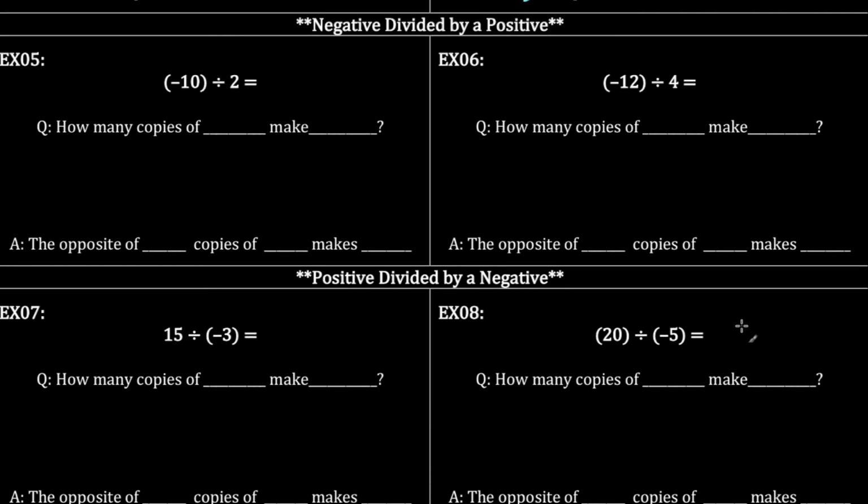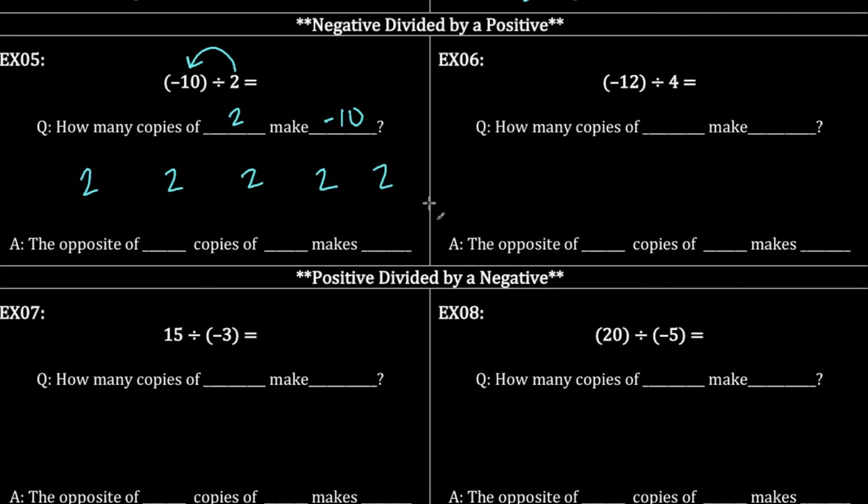Now let's do a negative divided by a positive. So we have -10 divided by 2. So how many copies of 2 make -10? I'm going to show you something. So we have 2, 2, 2, 2, 2. But here's the problem. 2, 4, 6, 8, 10. This doesn't make -10. This makes +10 because they're all positives.